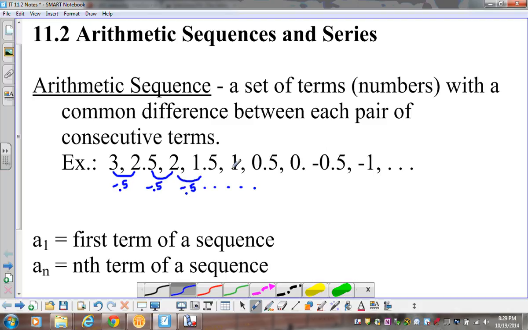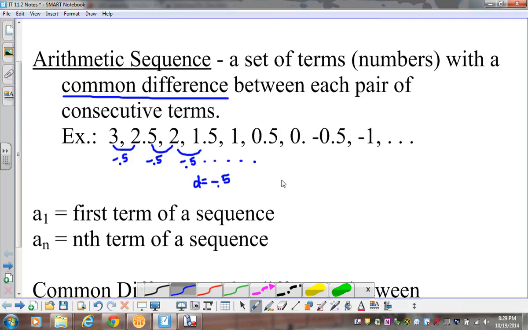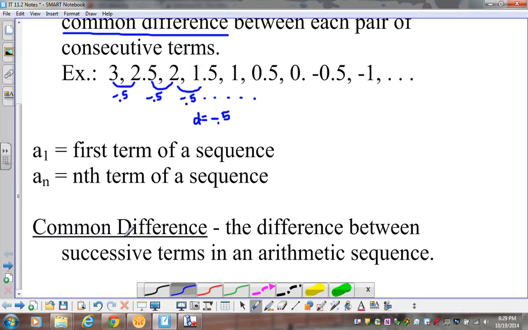So what we're going to also talk about is this common difference. That common difference is what we are subtracting each time. So in this case, my common difference would be negative 0.5. And if you remember from last week, we were talking about how that common difference also represented the slope, because these arithmetic sequences, if we look at their rules or their equations, will look like a linear equation because you still have that common difference. So if we go down here and look, the common difference is the difference between successive terms in this arithmetic sequence. And we're going to call that our D. The D represents our common difference here.